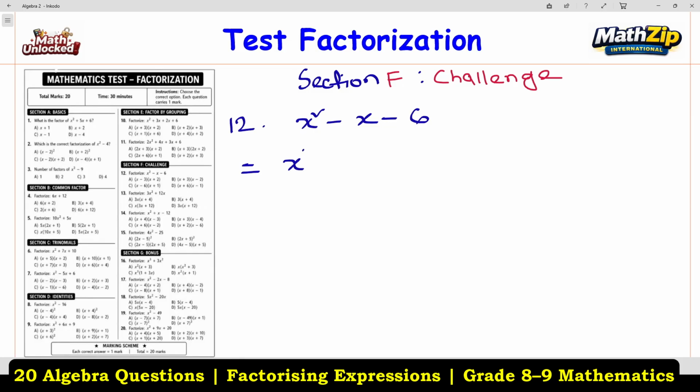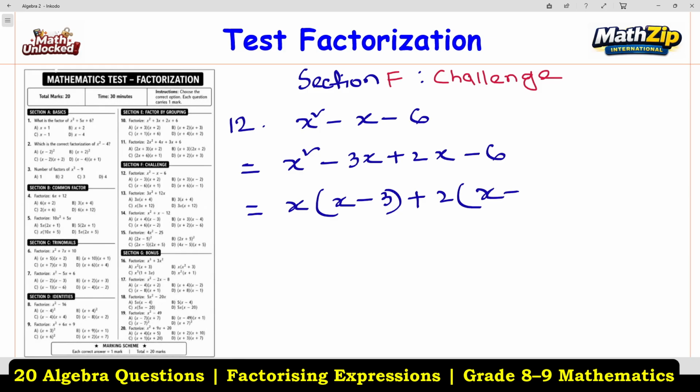So this one we can write x square minus 3x, then plus 2x minus 6, right? Because 3 times 2 is 6 and 3 minus 2 is 1. So from here we can take common x. Here it will be x minus 3 plus 2 common, so x minus 3, and finally we can write x minus 3 and x plus 2. Which option is similar? X minus 3 and x plus 2. It means the answer will be option A.